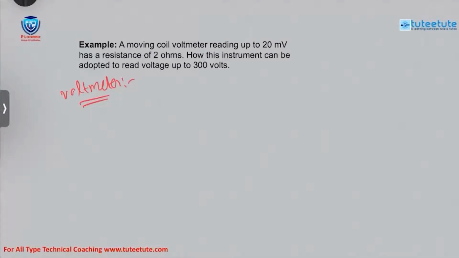So they given the maximum voltage that can be measured by the meter is 20 millivolts, and the resistance Rm is given as 2 ohms. Then what they are asking, the meter needs to be extended up to 300 volts. By using this meter we need to measure 300 volts. For that, we are going to use the series multipliers. We already discussed in the previous class. We'll just write the formula.